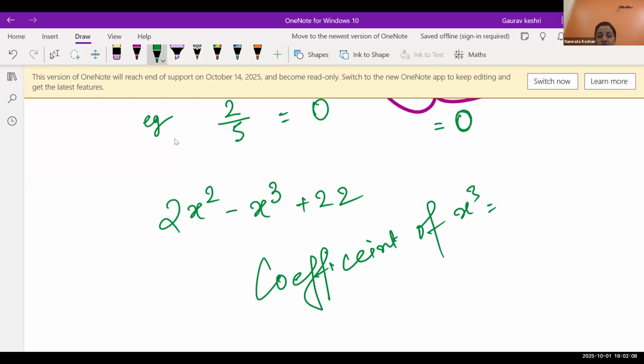Ma'am, I need to revise it. I don't remember. No worries. This is revision class. You don't need to revise it. In today's class, my target is to just help you revise everything quickly.